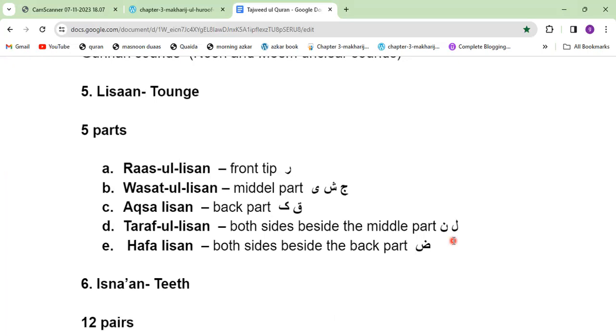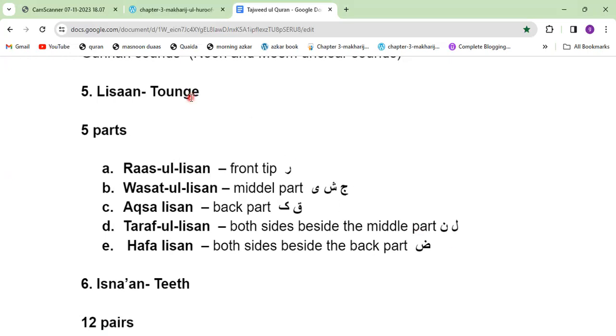Okay. So let me repeat the whole lisan part so that if anyone has not heard that lesson or the recording, you can revise it along with us, and you can come to know about the lisan as well. So as we discussed, lisan is our tongue, right?